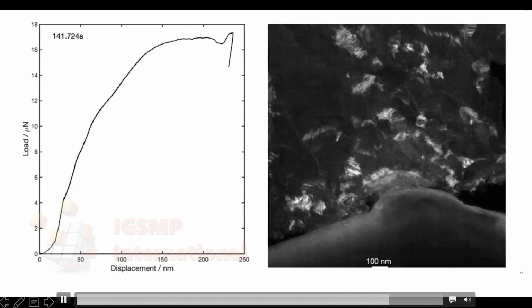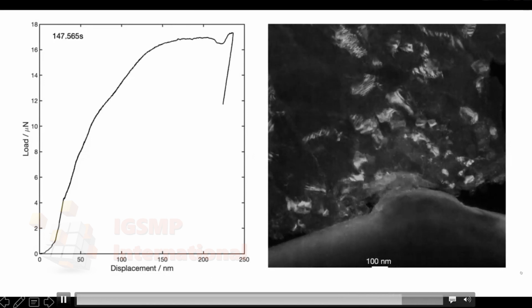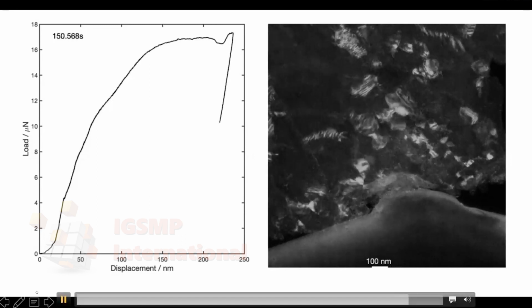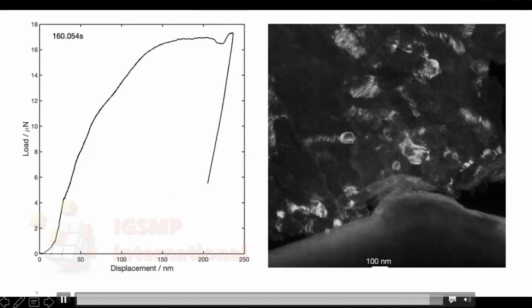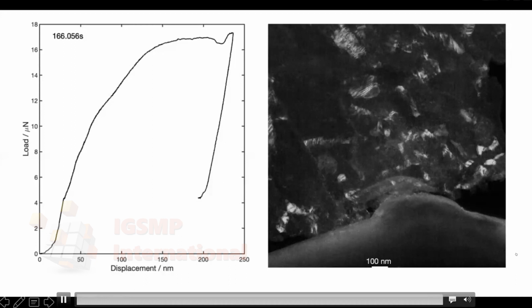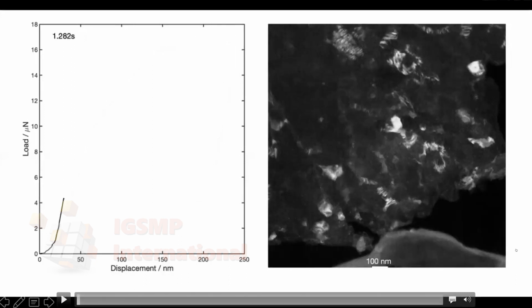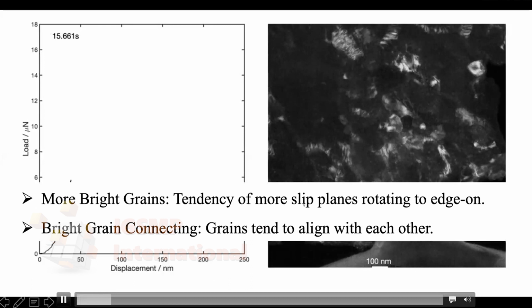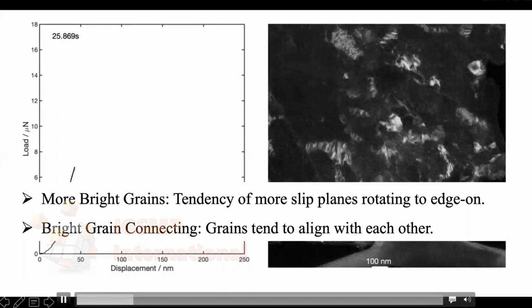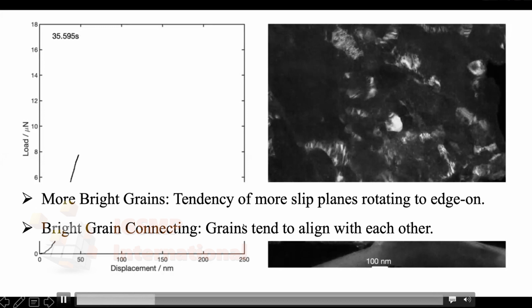So from the videos, what we can conclude is that, I think we should let it finish so that we can go to the next. So now it's just the unloading process. What we can see is that we have more bright grains, that we have more systems that will be vertical to the directions because the applied force is along the planes. And then we have the bright grains connecting, that's showing they try to cooperate with each other.